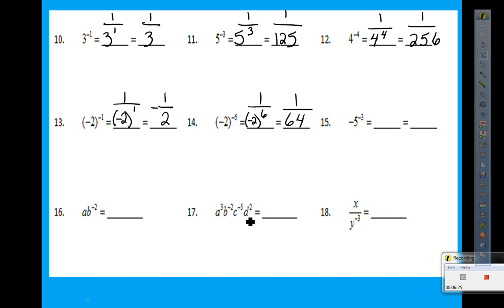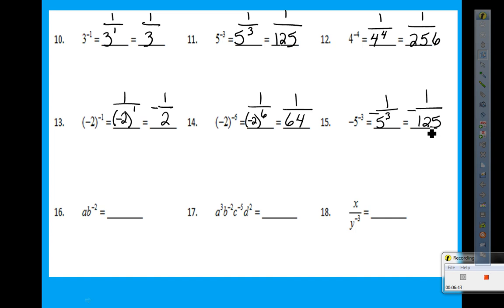Negative 5 to the negative third, I'm going to think of that as the opposite of 1 over 5 to the third, which is negative 1 over 5 to the third is 125. So there's where we're at so far.